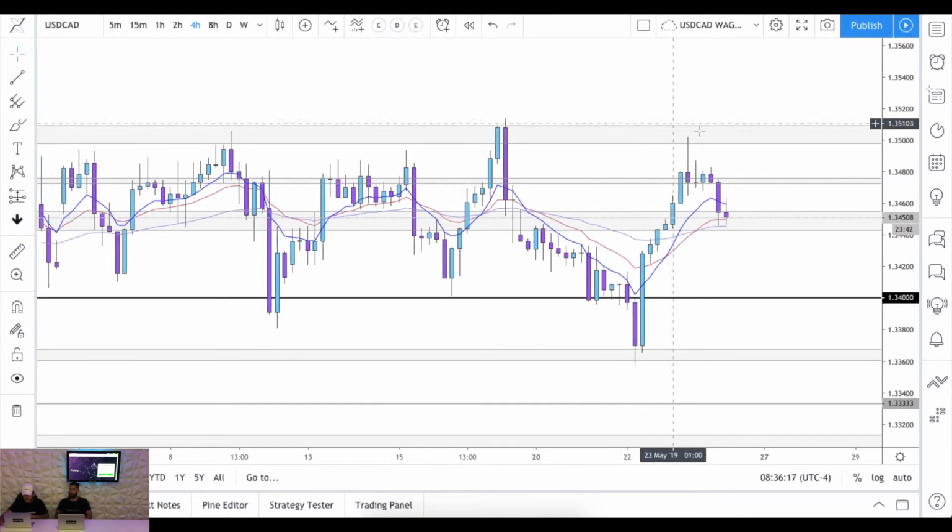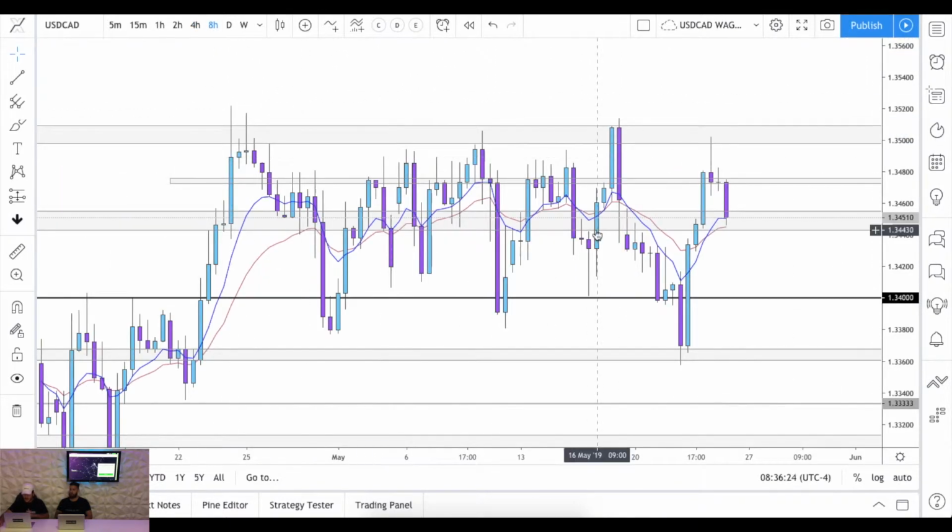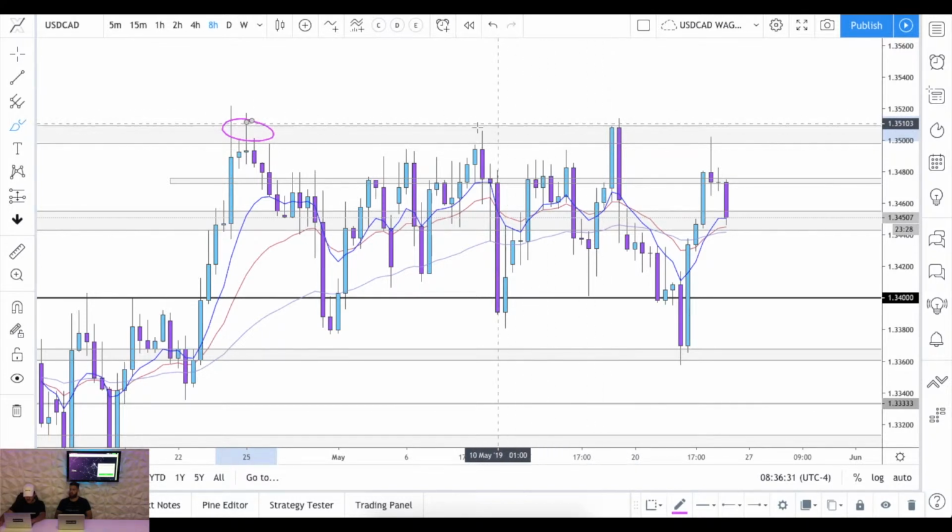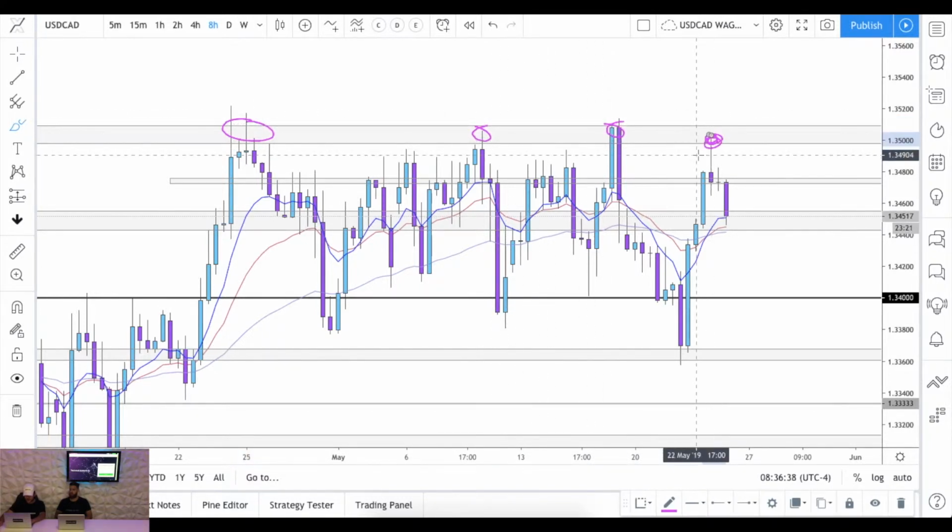So if we go to the 4 hour time frame, we can see that yesterday we had this huge shooting star, kind of huge weak rejections at 1.35. But what we're trying to show you is we had a 1, 2, 3, 4th touch.